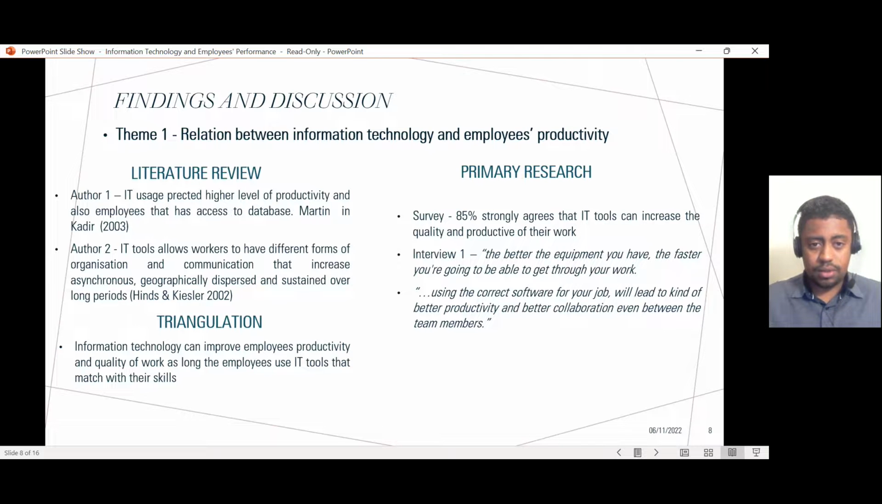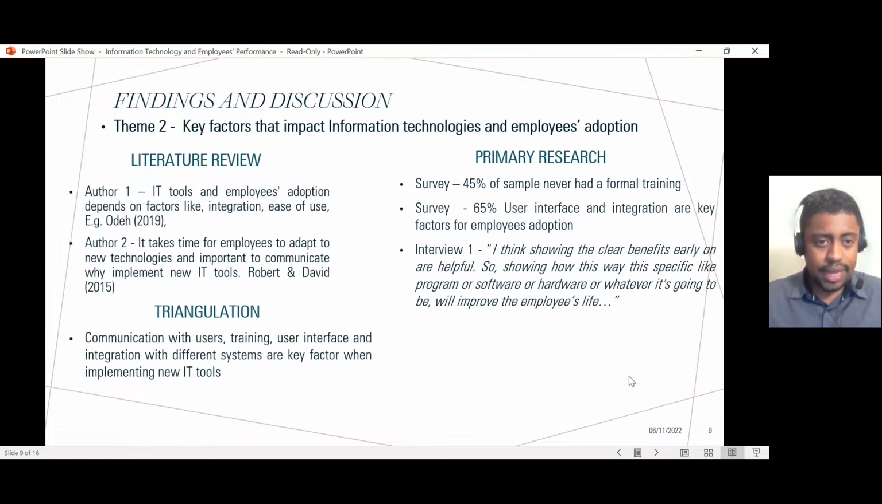That's one of my conclusions. Yes, there's a relation, but it's not just having the better equipment. It's about having the right equipment for the right employees. The second theme, the key factors that impact information technology employees' adoption.